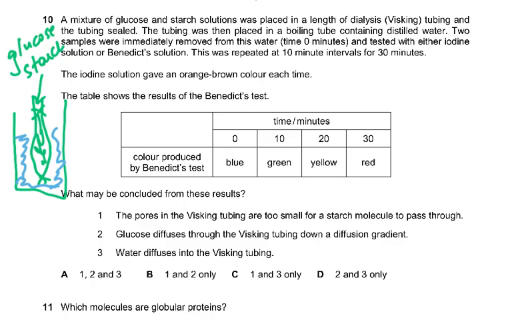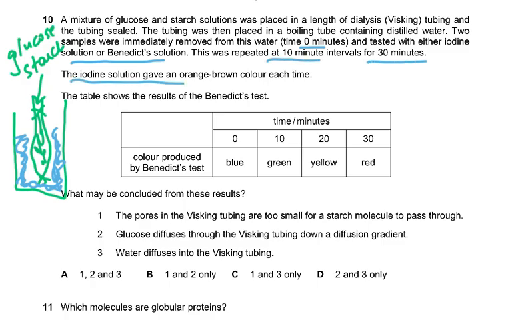Question number 10. A mixture of glucose and starch solution was placed in a length of dialysis tubing and the tubing sealed. The tubing was then placed in a boiling tube containing distilled water. So we've got the distilled water here outside it. 2 samples were immediately removed from this water at 0 minutes and tested with either iodine solution or Benedict's solution. This was repeated at 10-minute intervals for 30 minutes.